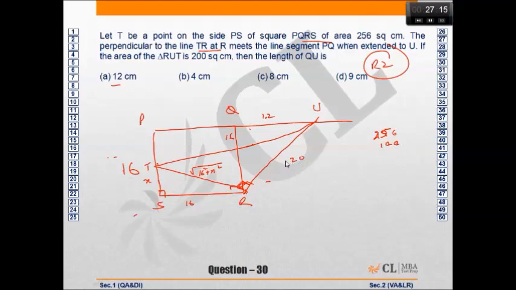If this is 20, this is 16, and then how much will this be? This is 12. I'm reasonably sure this is 16, right angle triangle. 16 will make a right angle triangle with it. Let me come back to this. This cannot be the answer.